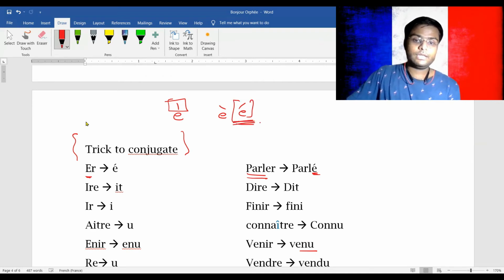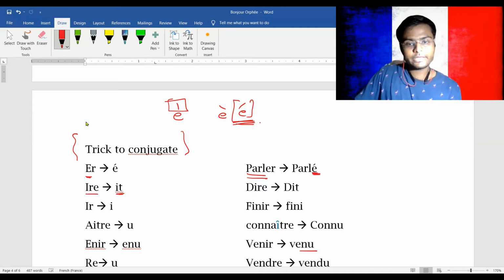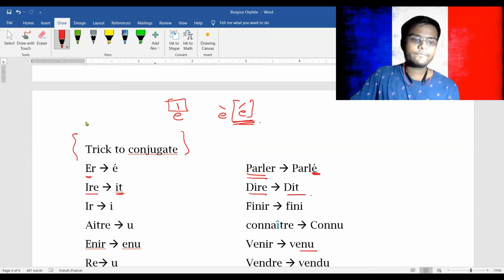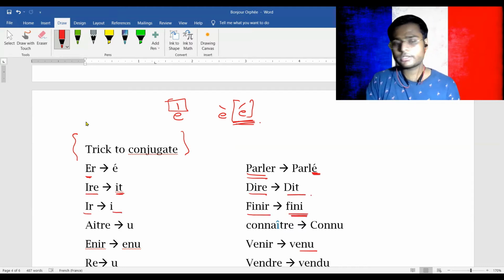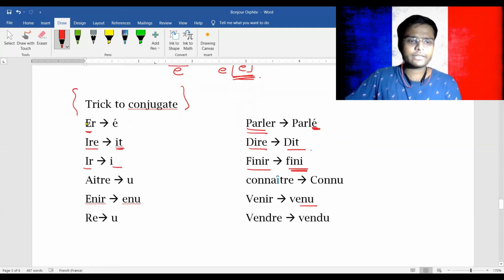So this is parlé, from parler. IRE will become your IT. DIRE will become DIT. IR will become I. So finir will become your fini. Just write it down in your notebook and revise them again and again. RE will become your U. Suppose the ending is re, remove this and add an extra U.